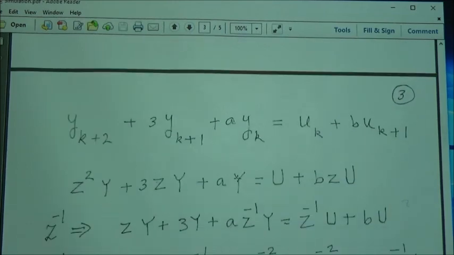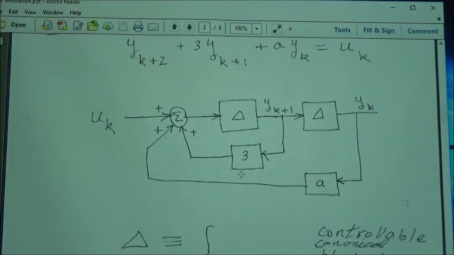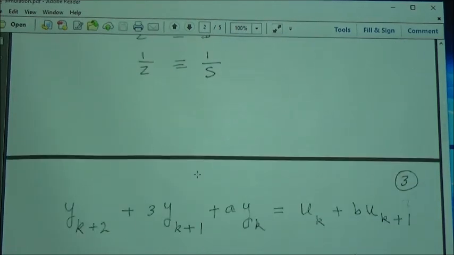So now let's look at an alternative. Now here's what you do. You want to write the state equation. This becomes, let's say, x1. This output becomes x2. Then x1 of k plus 1 is going to be x2, and x2 of k plus 1 is going to be u minus a times x1 minus 3 times x2. That's how you write the state equation. And then you can put it into a matrix form later on.